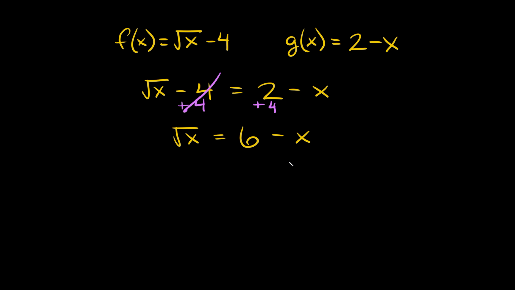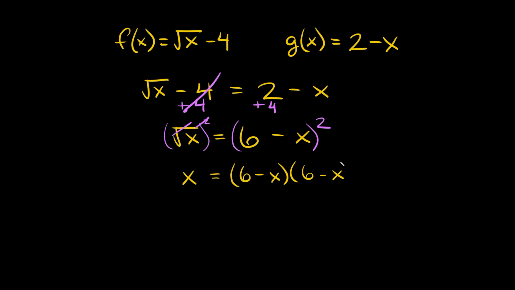Now, in order to get rid of this square root, again, we can just square it, right? So we need to square this whole thing right here, and what we do to one side of the equation, we do to the other, right? So we have to square this whole side also. Okay, so again, on this side, the square root and the squared exponent cancel out. So then here we're left with just x, and that's equal to 6 minus x squared. So that's the same thing as 6 minus x times 6 minus x.